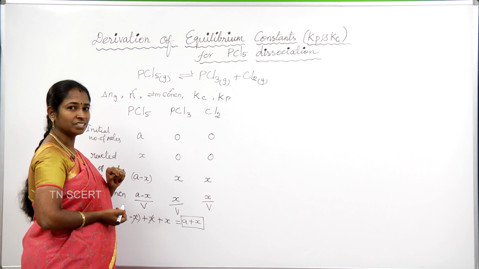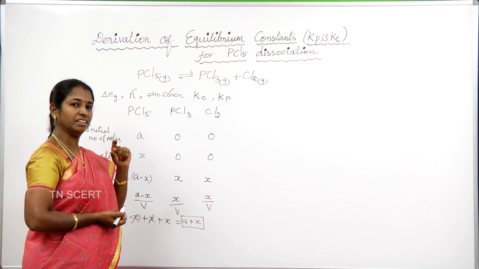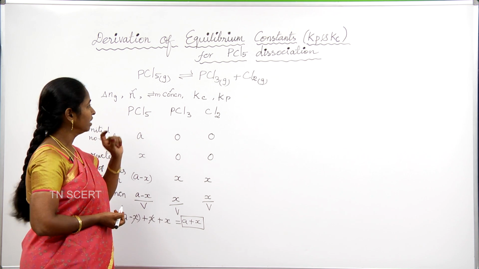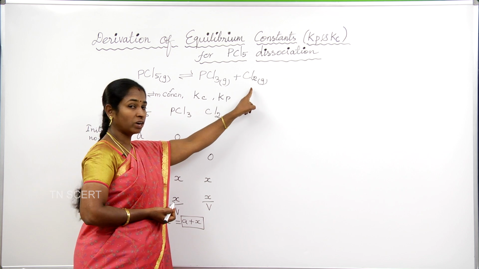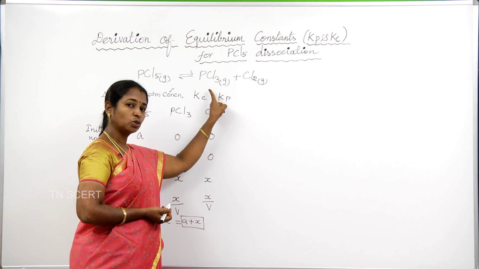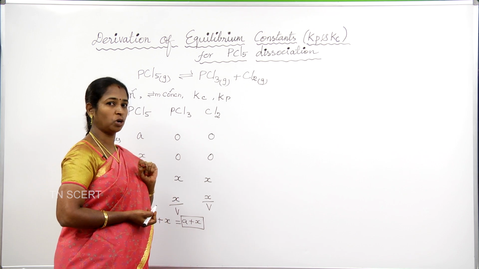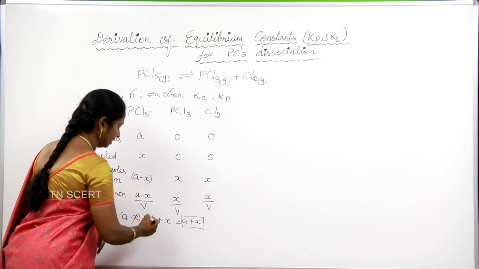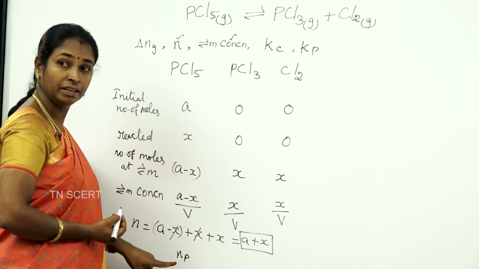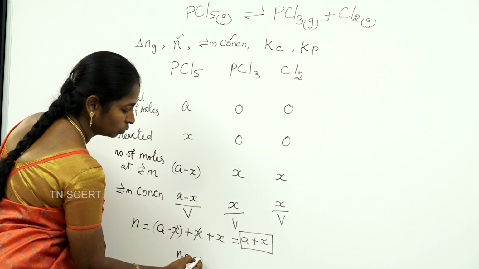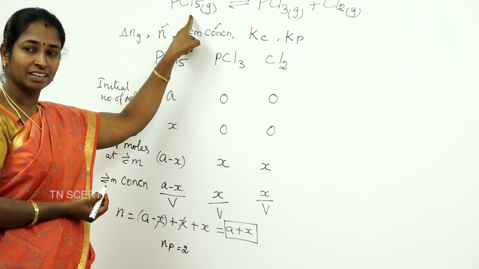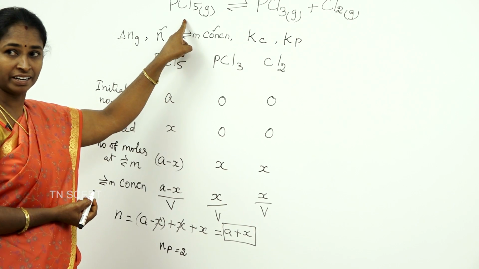What is delta Ng? It is the difference in number of moles of gaseous products and gaseous reactants. Here, how many moles of gaseous products are there? 1 mole of PCl3 and 1 mole of Cl2. So, total number of moles of gaseous products is 2, which is given by the letter Np. Np is equal to 2. Number of moles of gaseous reactants: how many reactants? Only 1 mole of reactant.